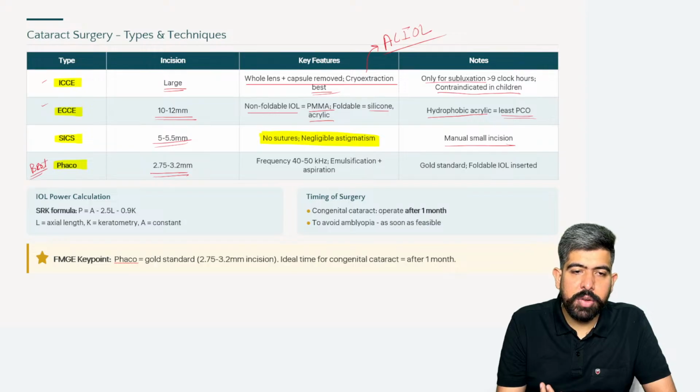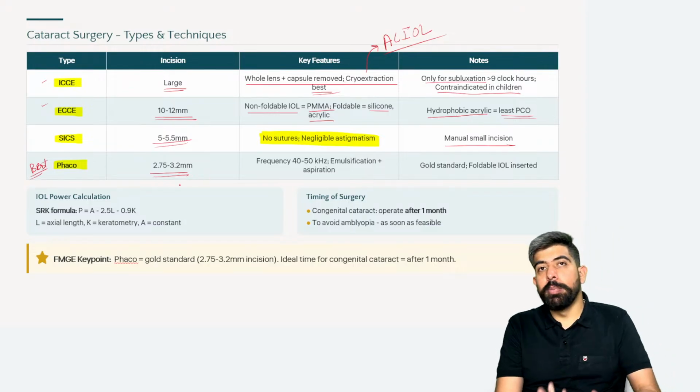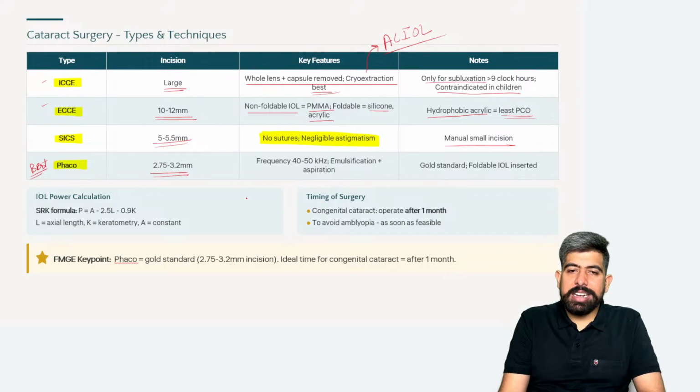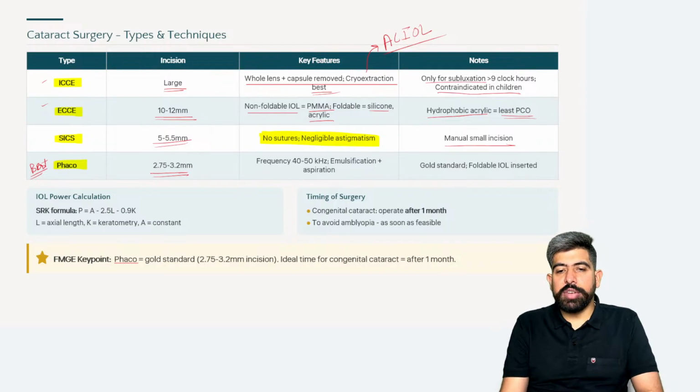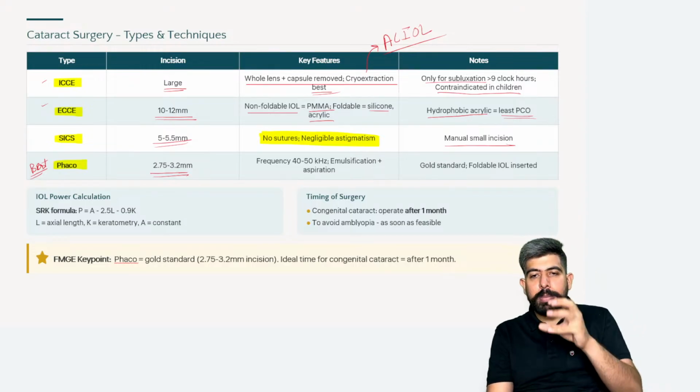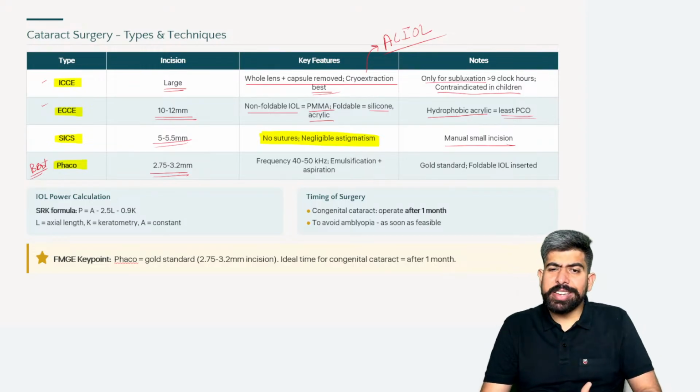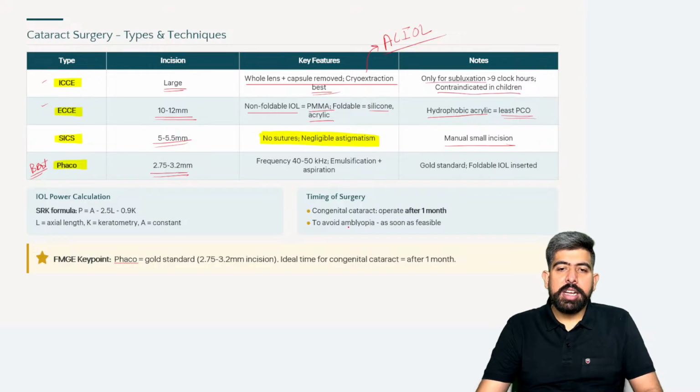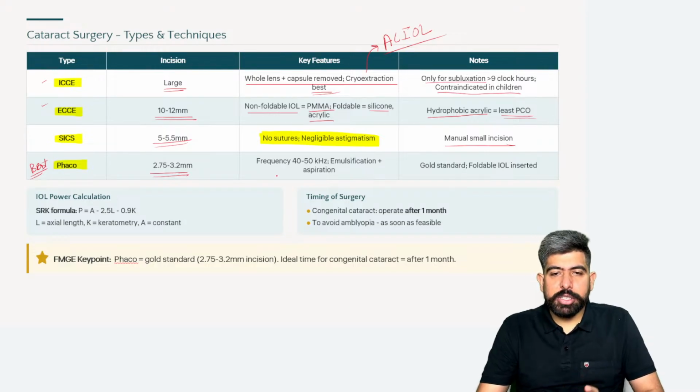The best is phaco. Nowadays, we are doing mostly phaco surgeries. In this condition, what is the key feature of phaco? Please remember about it. We need the phacoemulsification probe and the machine. Is it clear? The frequency of it is 40 to 50 hertz for the emulsification and the aspiration.